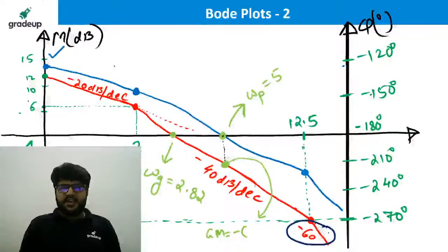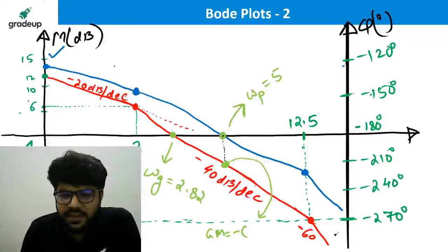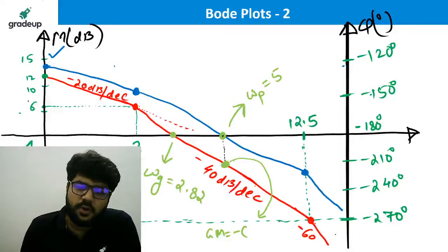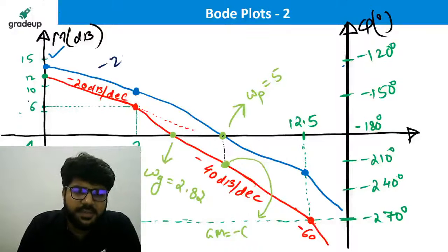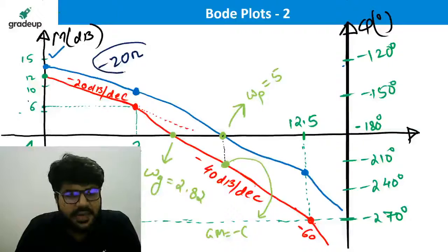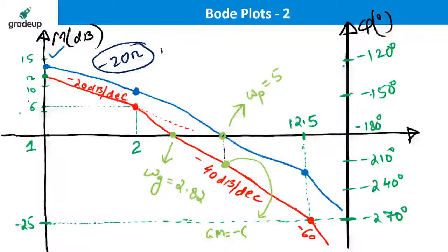After this, there is no more slope change because there is no more corner frequency. So the final slope of this Bode plot is minus 60. And why is the final slope minus 60? Understand this. First, the initial slope was minus 20. Actually, the initial slope formula is minus 20n. Minus 20n is the initial slope formula. N is the number of poles at origin. So however many poles are at the origin, that many times 20 will come as the initial slope.